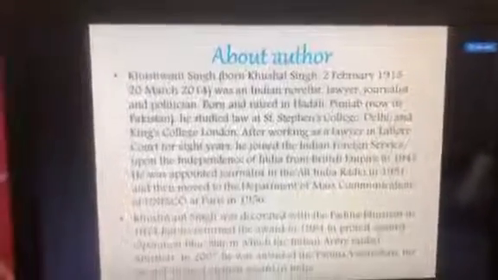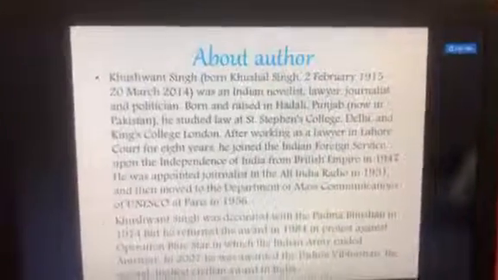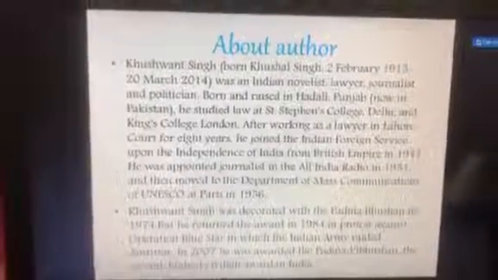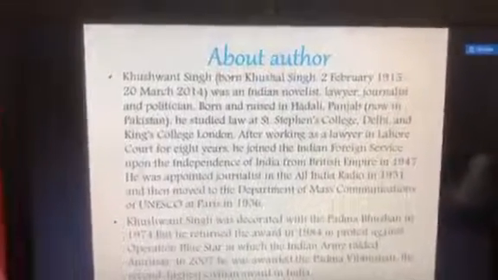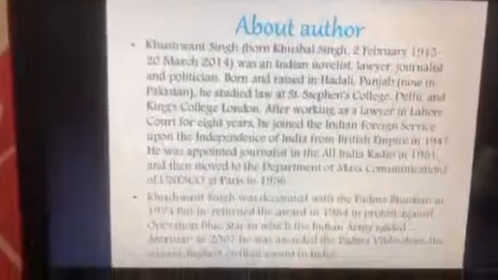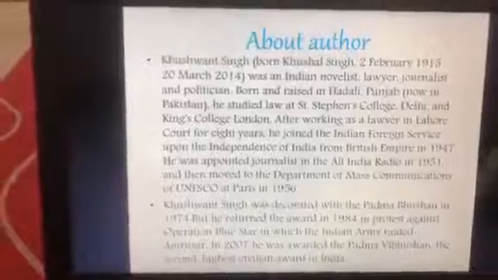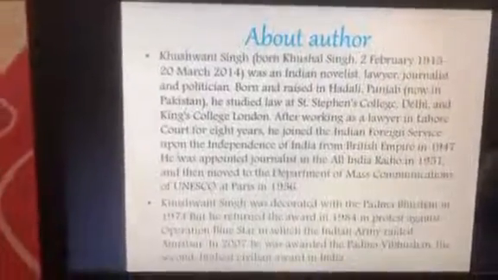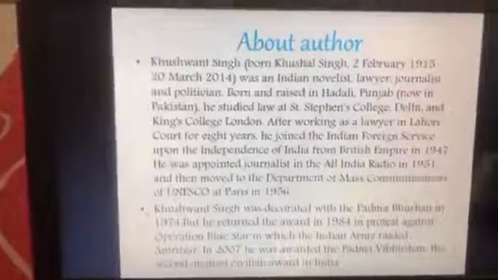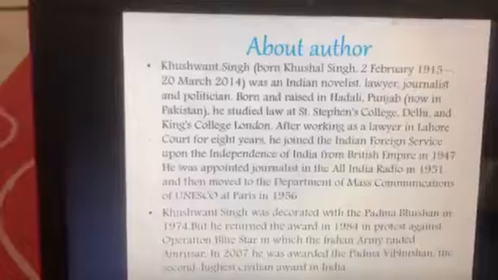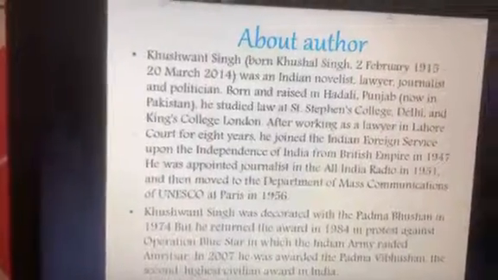So here we are, and let's pick up this first chapter from Hornbill, and that is The Portrait of a Lady. The Portrait of a Lady is written by Khushwant Singh. If you do not know about him, he's a very famous, well-known Indian novelist, as well as a lawyer, journalist and politician. He was born in Punjab, which is now part of Pakistan, and he studied law at St. Stephen's College, Delhi and King's College, London.